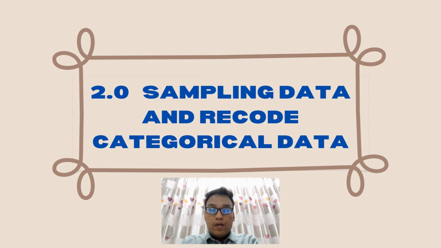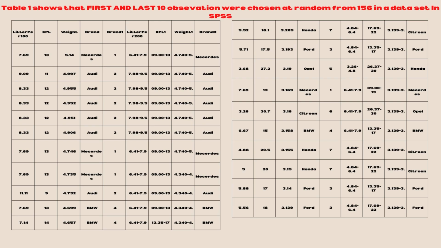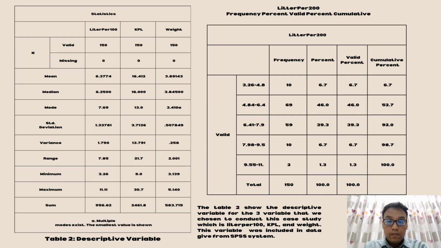A21A2597. 2.0, which is sampling data and recorded data. Table 1 shows that the first and last 10 observations were chosen at random from 156 in the dataset in SPSS. Okay, the next part, in table 2, shows the descriptive variables that we chose to conduct this case, which are liter per 100, KPL, weight, and brand. This data was included in the data given from the SPSS system.